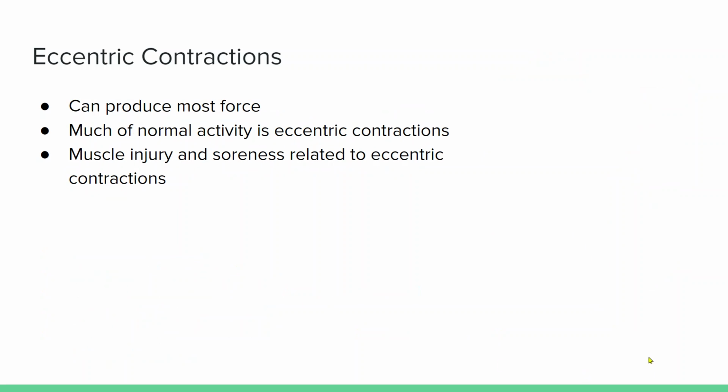Few other features of the eccentric contraction is that you are strongest when you're contracting eccentrically. It can produce the most force. So if you're in a gym and you're spotting somebody, you are spotting them on the concentric contraction because they're stronger eccentrically. A lot of normal activity is eccentric contractions as we just ambulate around the world. And muscle injury and soreness are related to eccentric contractions.